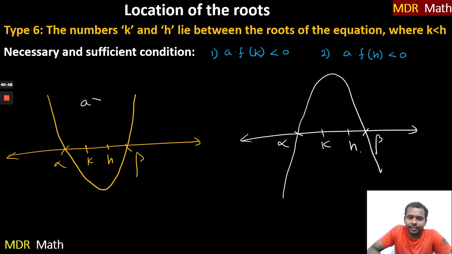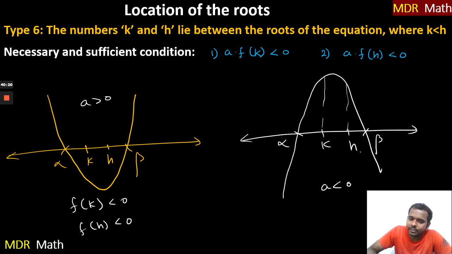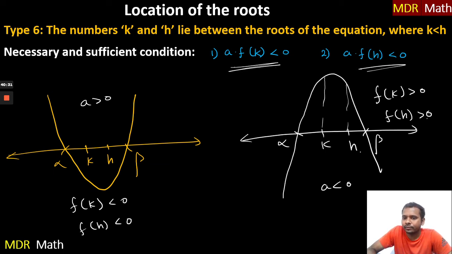When a greater than 0, you can see here f of k is less than 0 and f of h is less than 0. When a is less than 0, your f of k is greater than 0 and f of h is greater than 0. So here also the conditions are: a into f of k is always less than 0, a into f of h is always less than 0, and f of k into f of h is always positive, when k and h lie between the roots of the given equation. I hope you have understood the location of the roots.